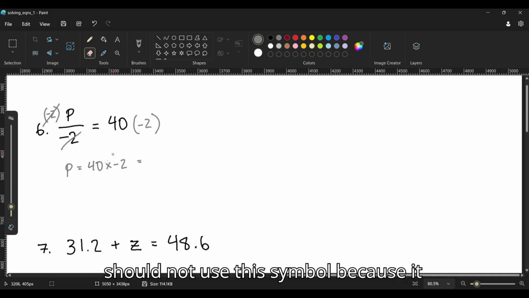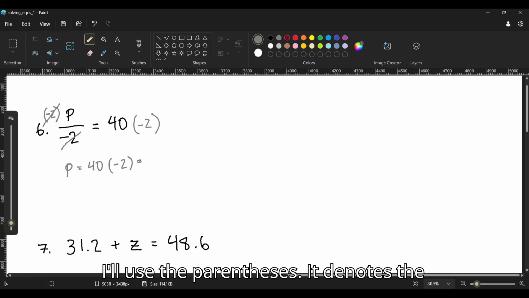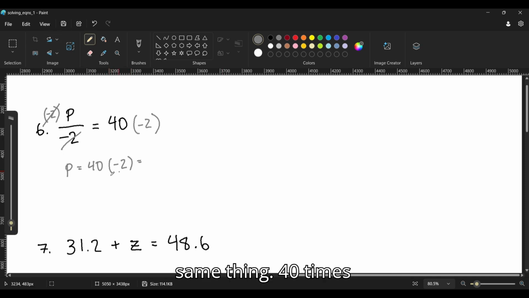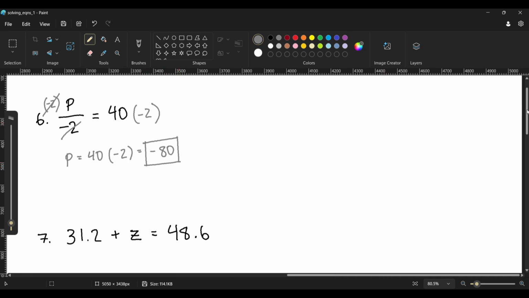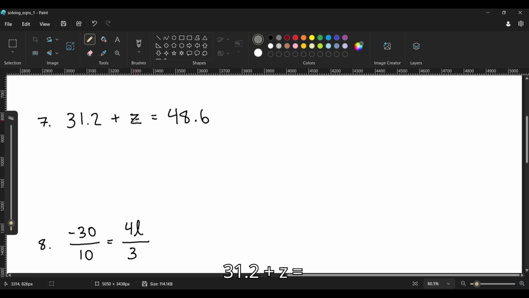Oops. I should not use this symbol because it looks like an X. That's why I'll use the parentheses and say it denotes the same thing. 40 times negative 2 is negative 80. Super simple, right? Number 7, 31.2 plus z equals 48.6.